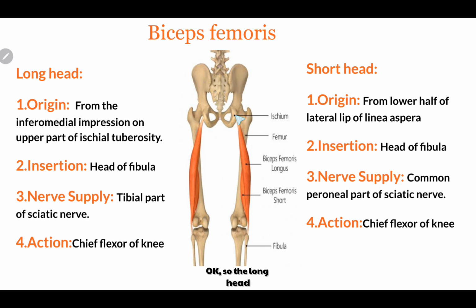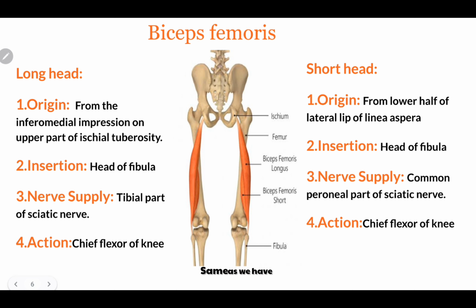So the long head, as we all know, originates in the ischial tuberosity, upper part of ischial tuberosity. See here, from the inferomedial impression on the upper part of ischial tuberosity. Now insertion. See here, this is the long head of biceps femoris where it is inserted into the head of fibula. So insertion is in the head of fibula.